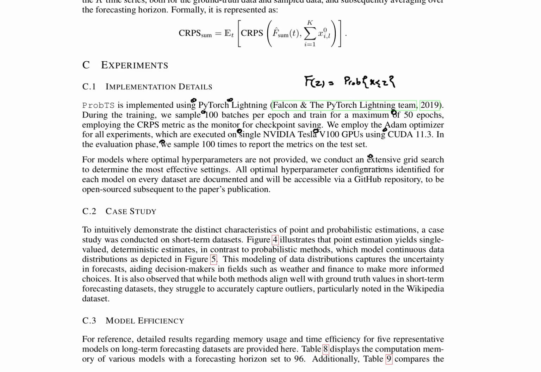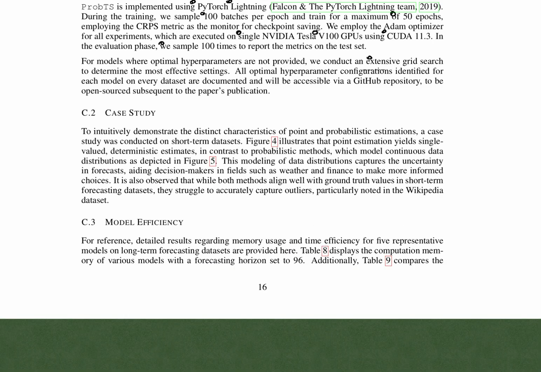As for the implementation, it's implemented in PyTorch Lightning with PyTorch backend. So you have 100 batches per epoch trained for a maximum of 50 epochs. And they have a single V100 GPU, CUDA 11.3, Adam Optimizer is used, and they sample 100 times to report the metrics on the test set. For the hyperparameters, they also do grid search and things like that. Additionally, they go over model efficiency as well and provide some insights on that.